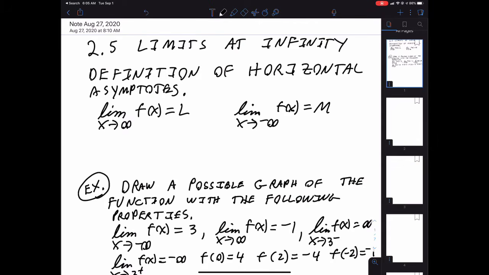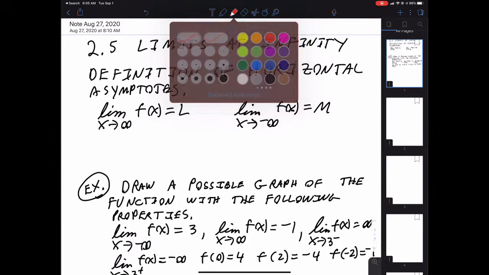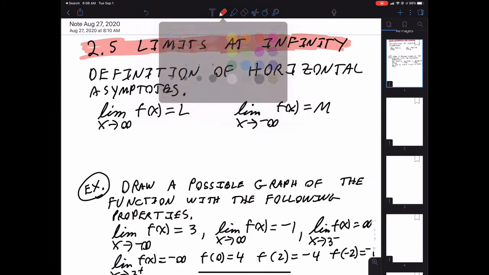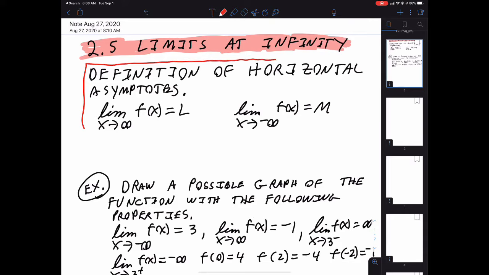Welcome everybody. This is section 2.5, limits at infinity. Let me highlight that. So what does that mean? We're going to start off with the definition. It's a definition of a horizontal asymptote. We've already done the vertical asymptote. You should know and understand the definition of the vertical asymptote. Now this is the definition of a horizontal asymptote, and you shouldn't memorize this. This should make sense logically.